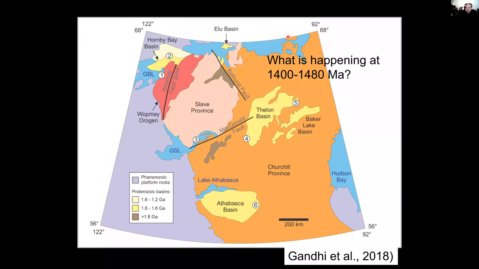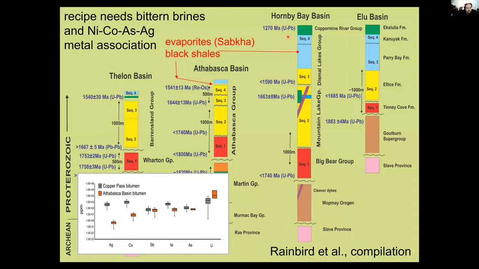So what is happening at this window, with the error that he comes up with in the xenotime, this window between 1400 and 1480? For that, we have to look at the intracratonic basins in the area, and specifically the Hornby Bay Basin. But I'm going to show you a stratigraphic summary of all of the basins here, compiled by Rainbird et al.